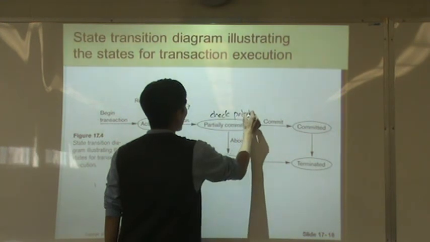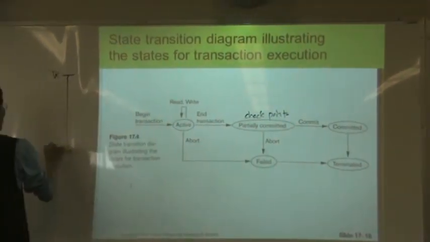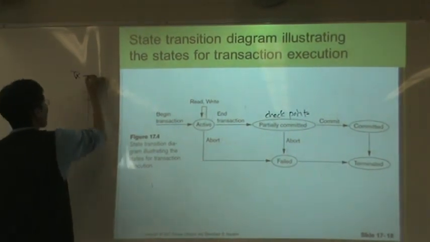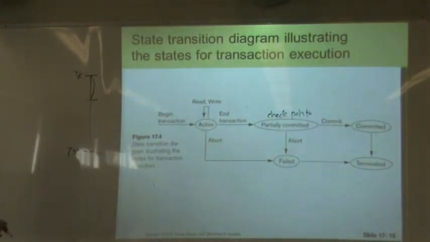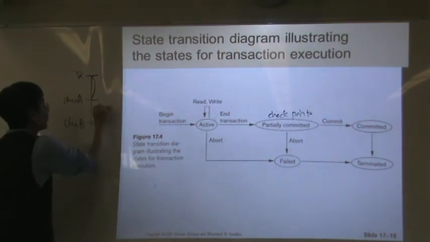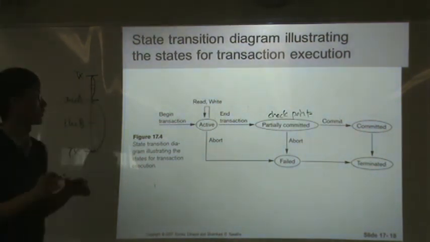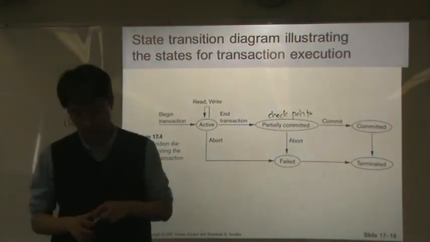You can use a checkpoint. So your transaction starts here and ends here, but I want to apply only this part. Then there's a checkpoint A and a checkpoint B. Sometimes you can go back only to a specific point, checkpoint A, and the other part will be applied. That is a partially committed.